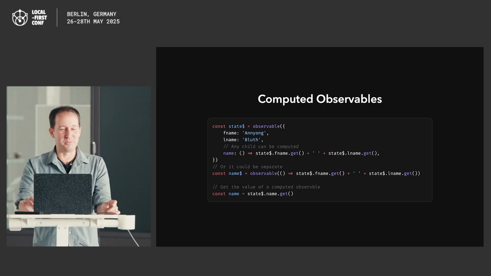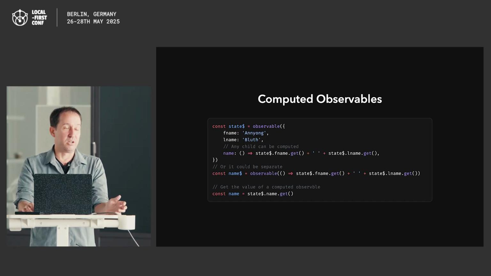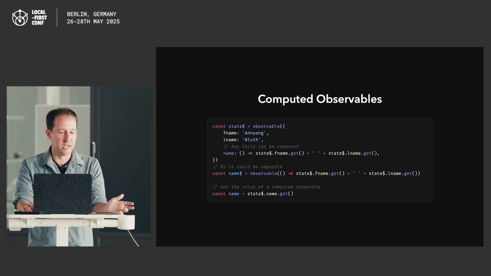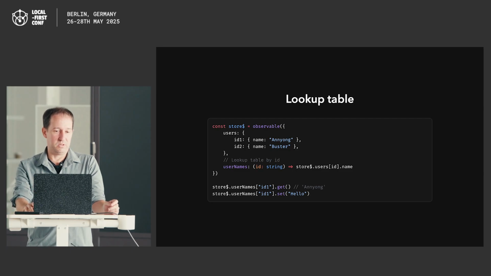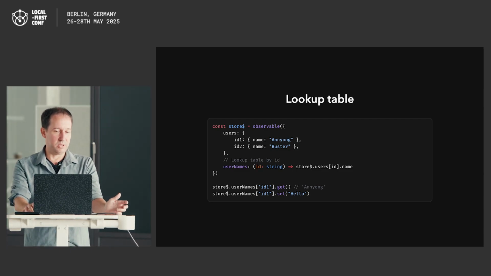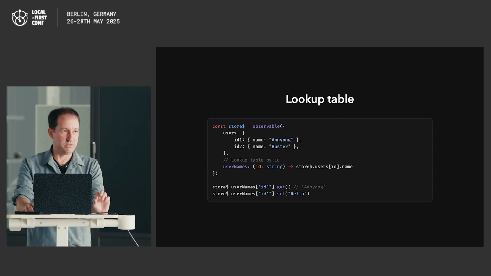So because an observable node is a proxy that doesn't touch the raw data, it could actually point to anything. So it could be one of the children of your object, but it could also be a function. So we have this name function here. If you access that as an observable, it just treats it as a computed observable. We could also just create a totally new object. So if you have a child that takes a string parameter, it becomes a lookup table. So you can access usernames by ID, and those actually just two-way pass through to the original observable. So if you set username's ID, it will set the name on the original user.